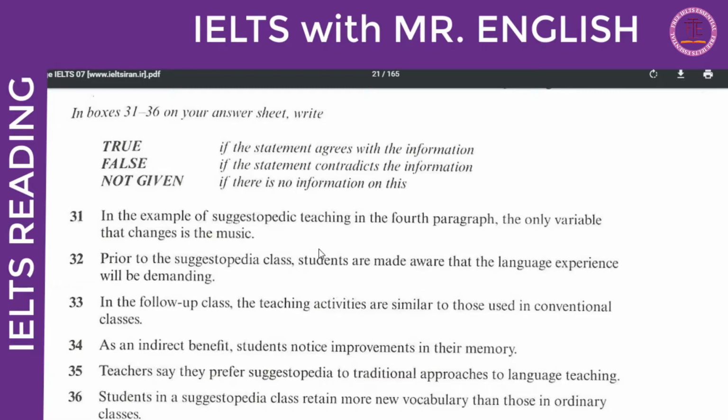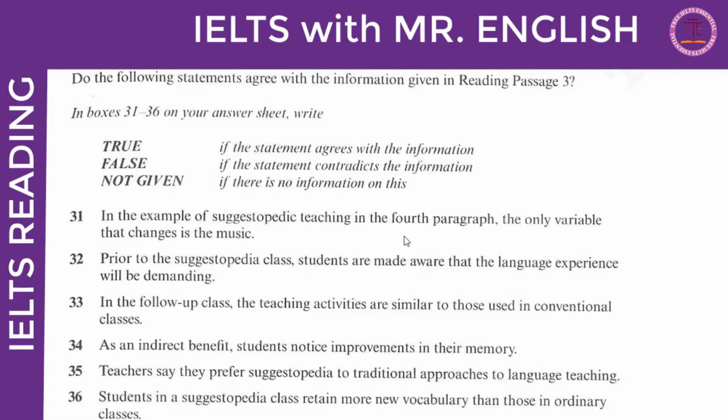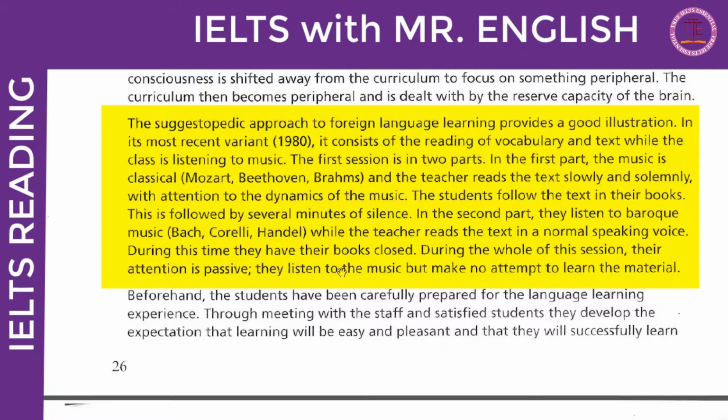If it is agreeing, then it's true. If there is a contradiction, then it's false. And if there is no information about suggested periodic teaching or variables, then it will be Not Given. Let's move ahead to paragraph number 4. This is paragraph number 4. So let's find the suggested periodic approach to language learning provides a good illustration. So it means relevant stuff would be found over here.